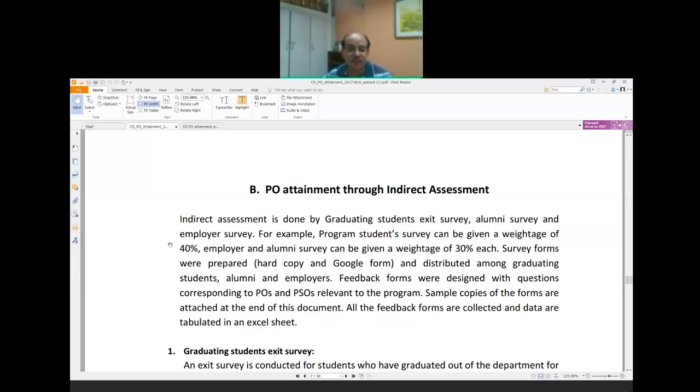Now, for each one of them, you have to define the weightage for each survey. Imagine for your employer you give a weightage of 40%, for alumni you give 30%, and for the other one you give 40%. Again, it depends upon you what sort of weightage you have defined for each of the parameters.